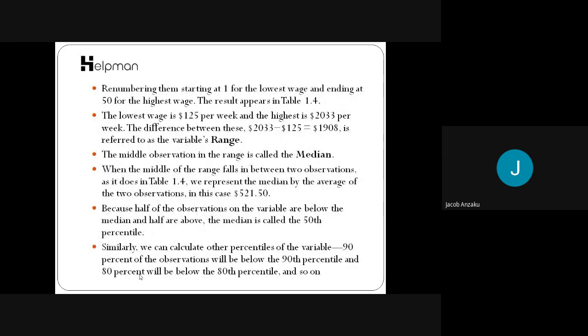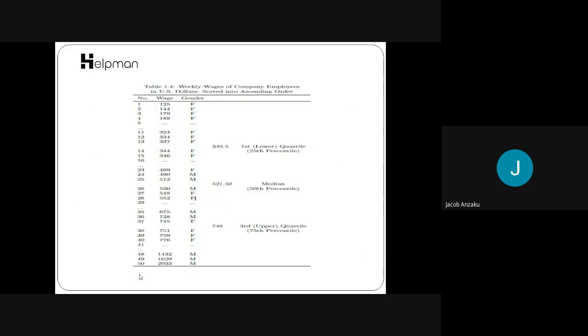Now, renumbering them starting at 1 from the lowest wage and ending at 50 for the highest wage, the result appears in table 1.4, which we are going to see now. The lowest wage, now yes, table 1.4.